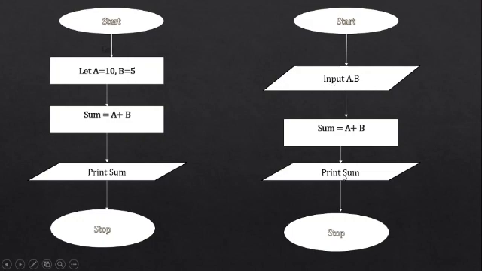So for input and print we use the parallelogram. Okay, so for two numbers, input a, b, any value we can give. Then the rest of the portion is the same. After input, we can give any value at the time of program run, then the calculation takes place and the output is stored here. Okay, then stop. So these are the two methods for drawing a flowchart. Normally we use this method.